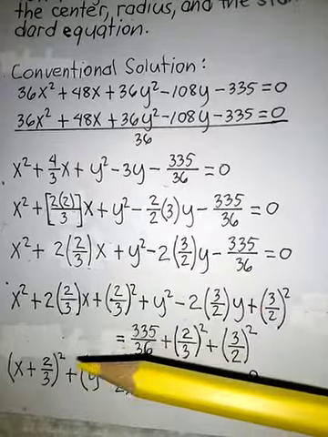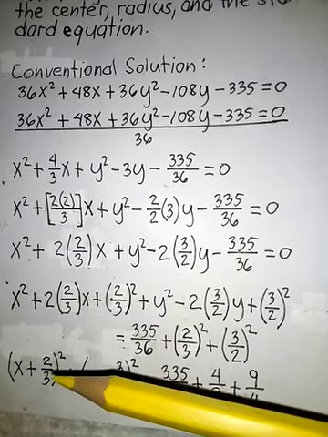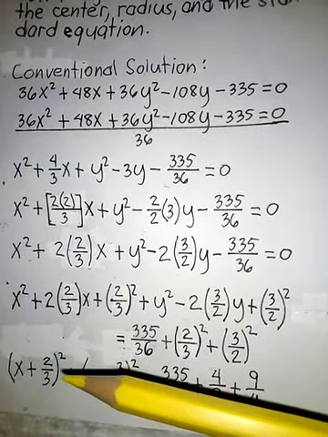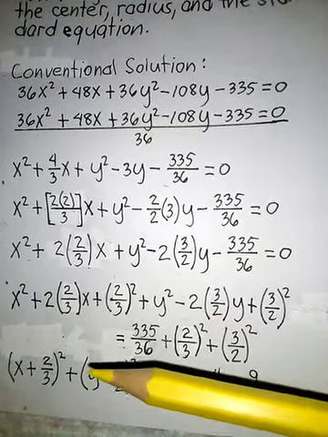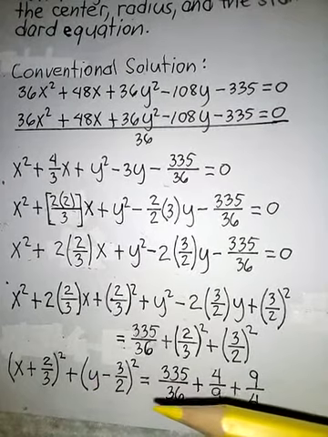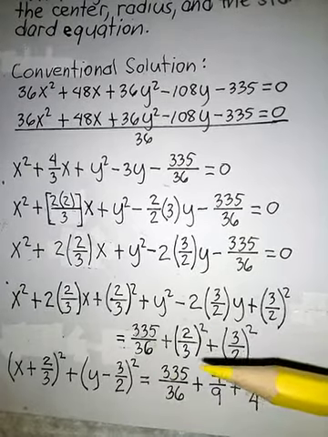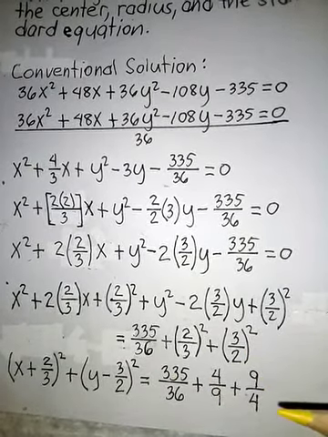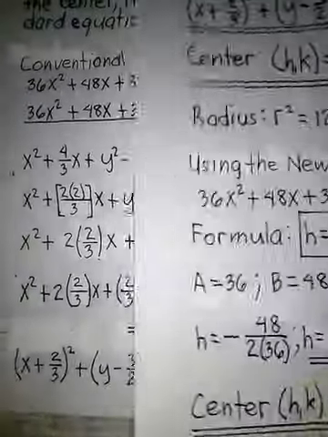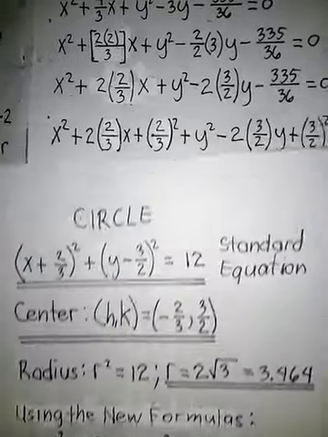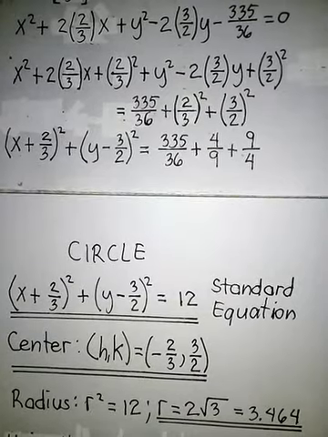So now we can get the perfect trinomial square of variable x. So we have quantity x plus 2/3 quantity squared plus quantity y minus 3 over 2 quantity squared is equal to, so we have 335 over 36 plus 2/3 squared is 4/9 and 3/2 squared is 9 over 4. Okay, so simplifying that further, we can now get the standard equation of the circle.